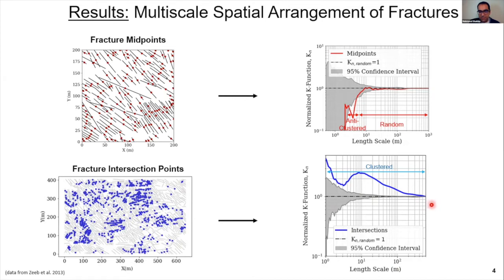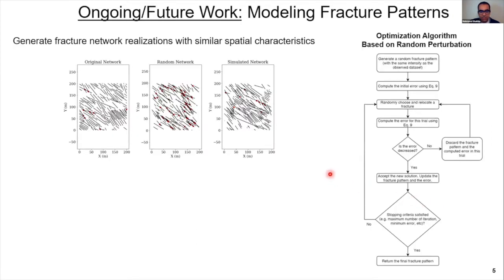We can also use this information to model fractures or to generate fracture network realizations. This is an ongoing part of the project, but I have some preliminary results to show. These are the fracture networks that I showed on the first slide. They have the exact same fracture segments, but they exhibit different spatial characteristics. In the fracture network which is distributed randomly, we can see a lot of red dots, and the red dots are the intersection points. So the degree of connectivity is much higher in the random network than in the original network on the left-hand side. So we developed an optimization algorithm based on random perturbation, which is shown on the right-hand side.